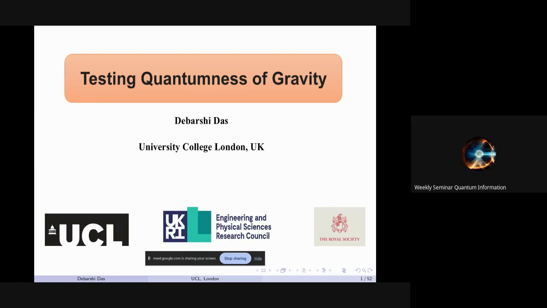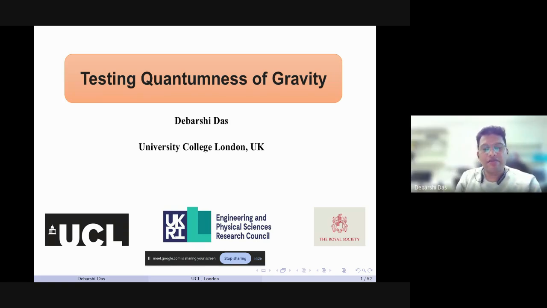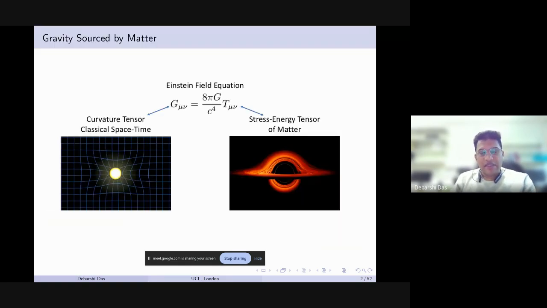Okay. So today I will discuss some recent experimental proposals to test the quantumness of gravity. I will start by presenting Einstein's field equation. This equation was originally proposed by Einstein, but later it was modified a bit. For today's talk, this original form is sufficient. You don't need to know a lot about this equation; I'm using it just to motivate the topic.